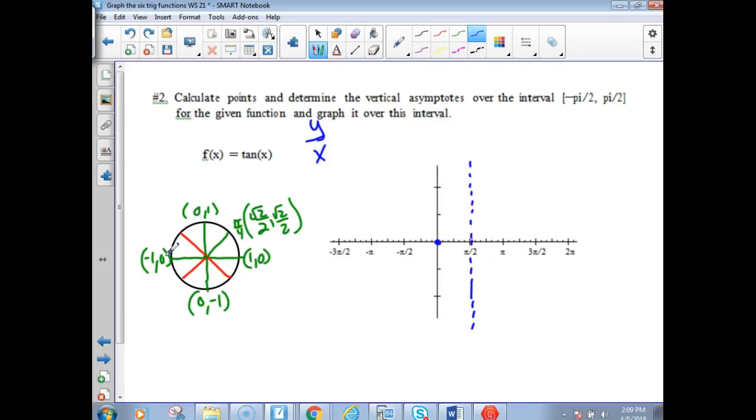All right, now let's go over to pi. The tangent would be 0 over negative 1, which is 0. Okay, so far I've just got these 2 points, and I've got an asymptote. Then I come down to 3 pi over 2, or 270, and I do y over x, and that's undefined again. So I've got to put in another asymptote.